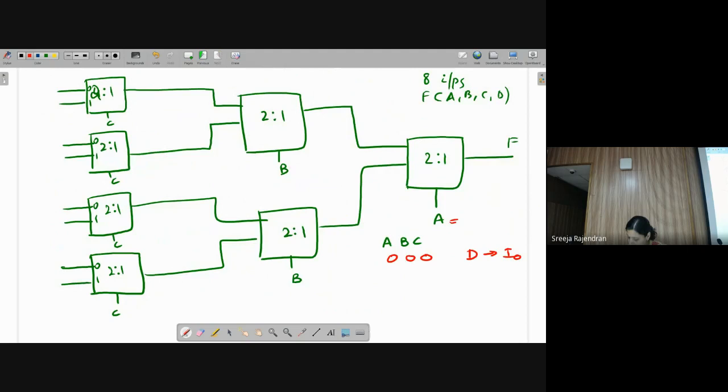So now let's just work the path backwards. A is equal to 0, B is equal to 0, C also equal to 0. So A equal to 0 means this path is chosen. Again B equal to 0 means this path is chosen. Now here C is equal to 0 means whatever is I0 will be selected. So I0 is D, which we already wrote. Okay. So that way we can write. So D 0, 1, D.